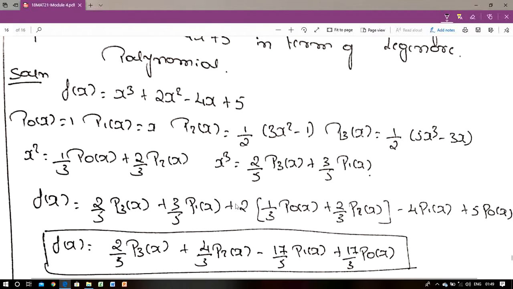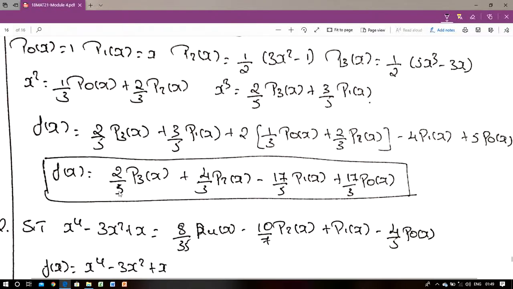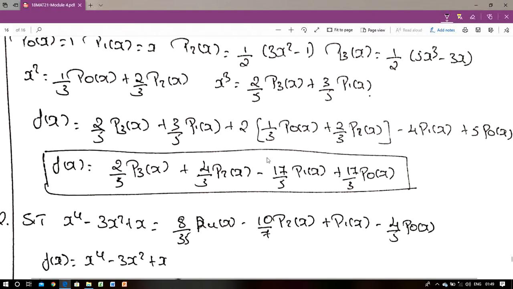P3 of x plus 3 by 5 into P1 of x, plus 2 into x square. x square means 1 by 3 into P0 of x plus 2 by 3 into P2 of x, minus 4x, where 4 into x can be written as P1 of x, plus 5, whose coefficient is 1, and 1 can be written as P0 of x. So simplifying this equation, we get 2 by 5 into P3 of x plus 4 by 3 into P2 of x minus 17 by 5 into P1 of x plus 17 by 3 into P0 of x.